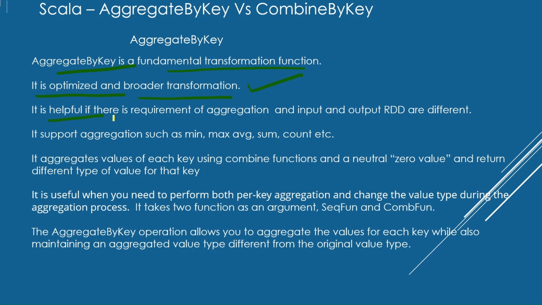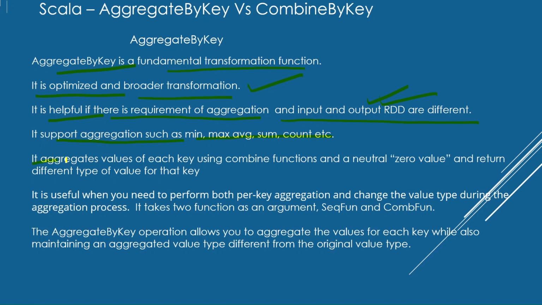It is helpful if there is a requirement of aggregation where the input and output are different. This is one of the key benefits of using aggregateByKey. If I give an input in one form and I want the RDD in a different format, aggregateByKey will help in this scenario. It supports aggregations such as mean, max, average, sum. These are the very basic aggregation functions, and all of them are supported by aggregateByKey.